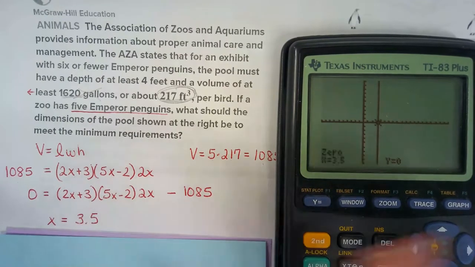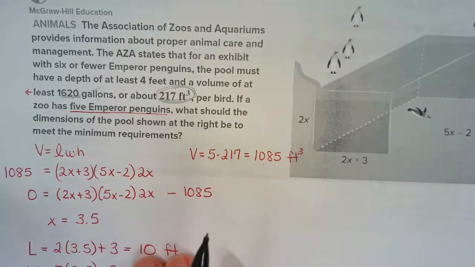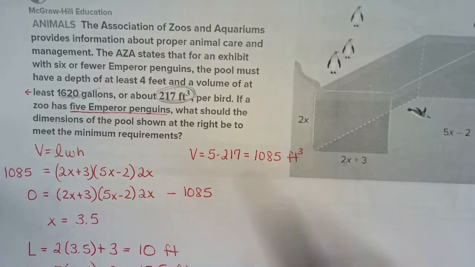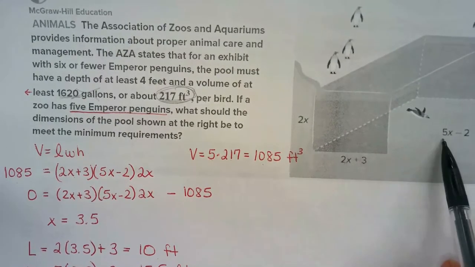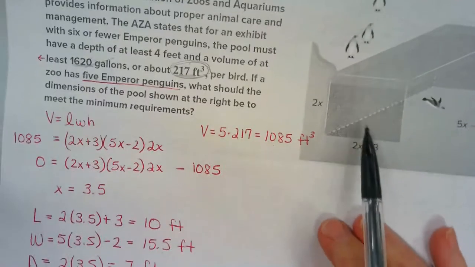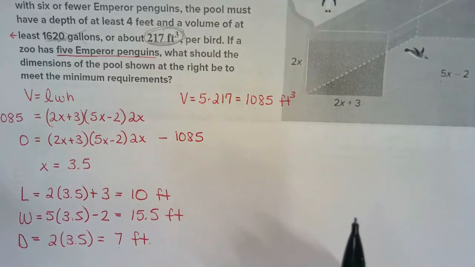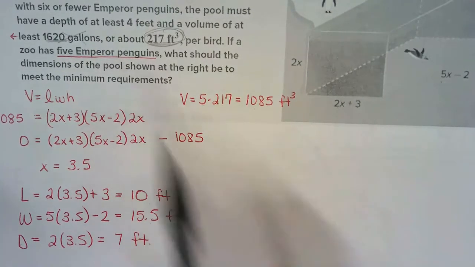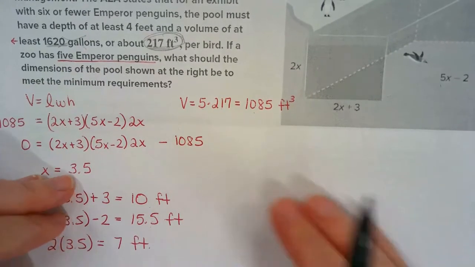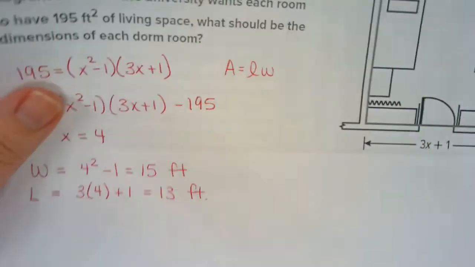Now that I know what x has to be, all I have to do is just fill those in for my different expressions. So I did 2 times 3.5 plus 3 to get my length, and 5 times 3.5 minus 2 to get my width. And then I did my height, 2 times 3.5. So those would be all of my dimensions that I would need for this minimum requirement. Okay, so you're going to pause the video and you're going to try this next one.